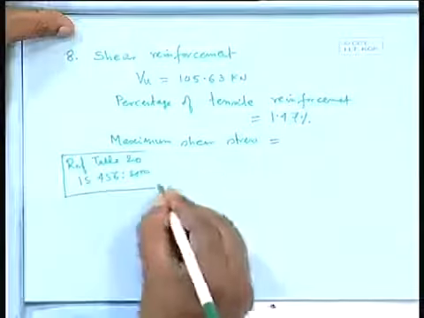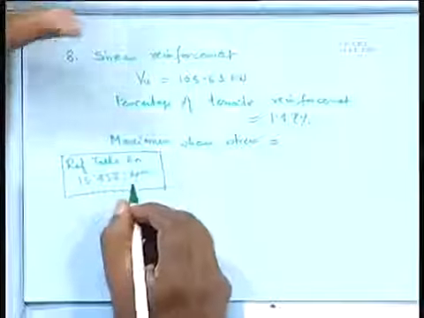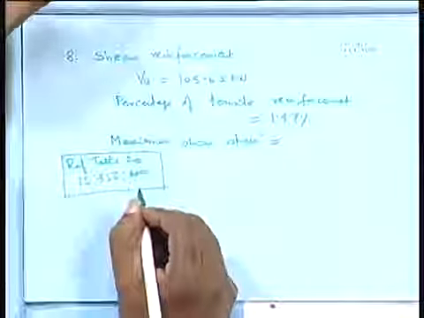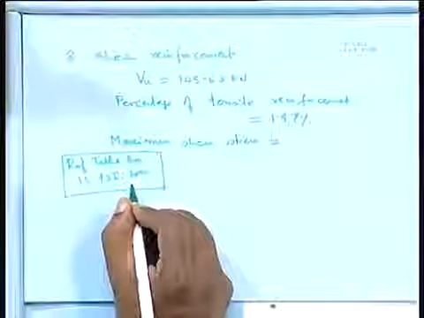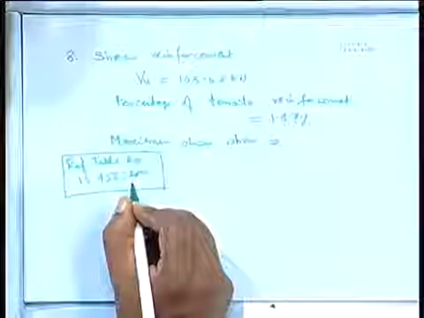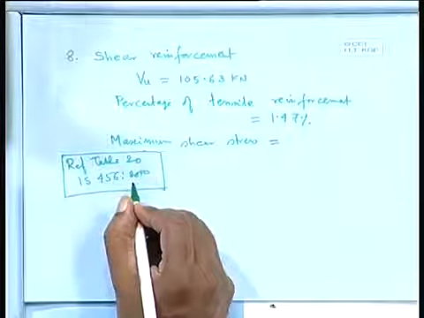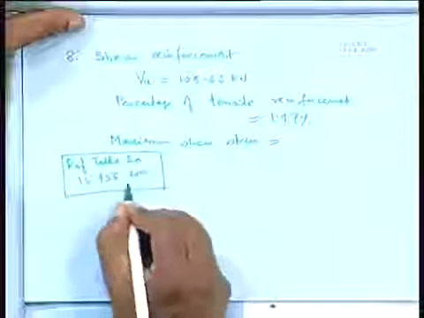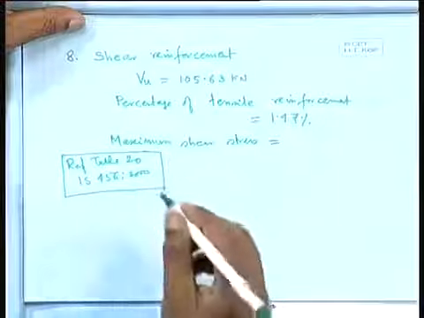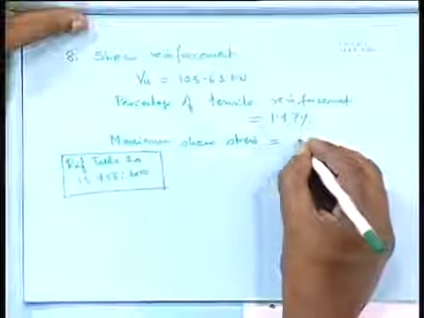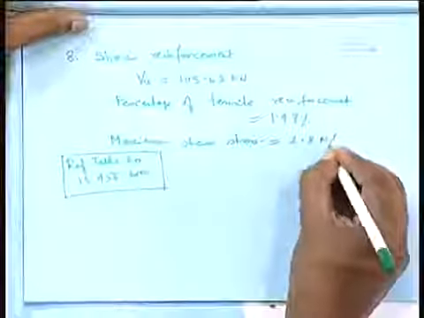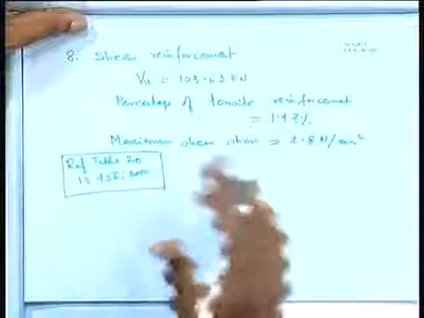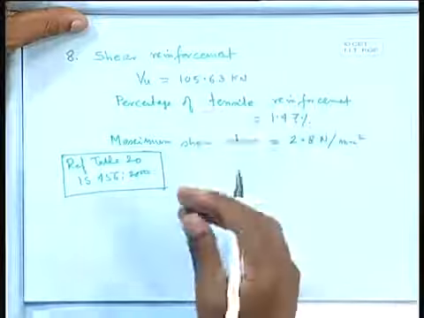You should always mention, whenever you are mentioning the code, you also mention the year, because there are so many revisions. 1978 IS 456 may have some other number. So, immediately you have to mention the year also, otherwise it is not complete. That is why you should always mention the year of publication, when it is revised. So, maximum shear stress we are getting 2.8 Newton per square millimeter. That means, if our nominal shear stress comes more than that, then we have to change the section.